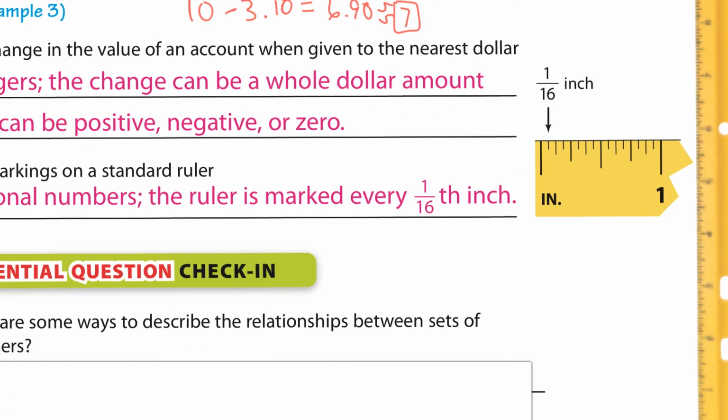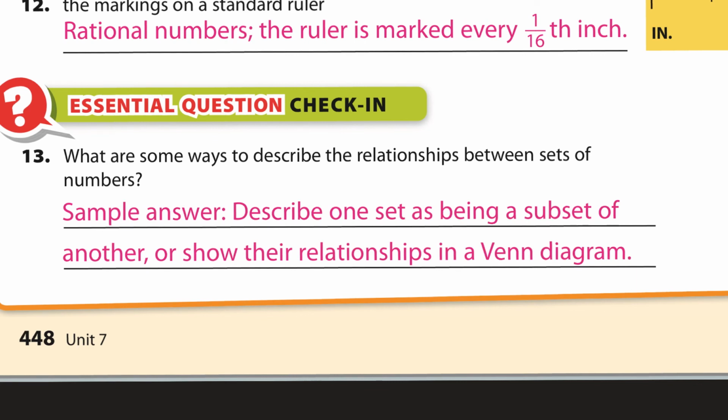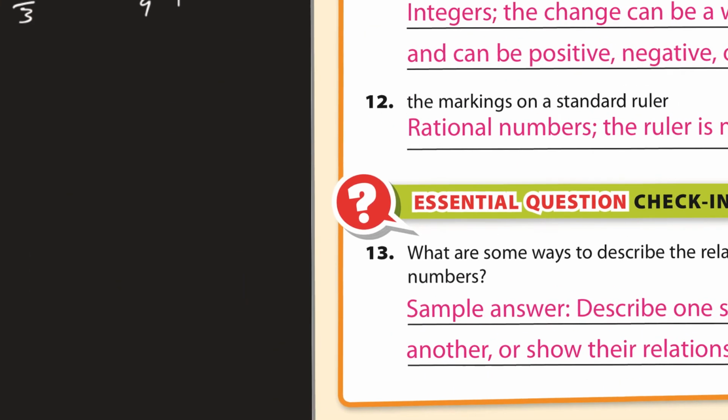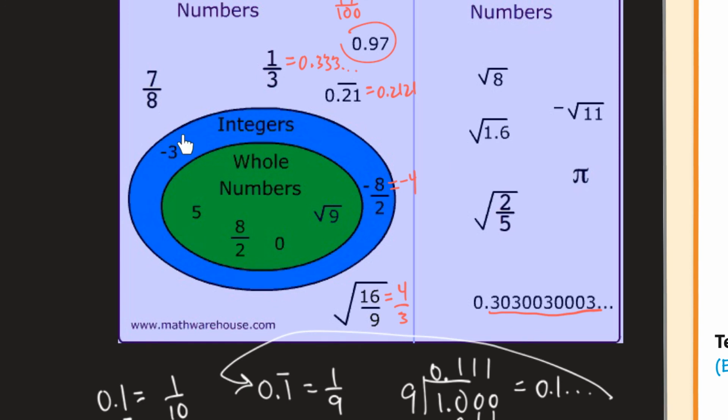Okay, and finally, what are some ways to describe the relationship between sets of numbers? And what we have is this. You can describe one set as being a subset of another or show the relationship in a Venn diagram, which would be like this here. This is our Venn diagram right here. All right, so there's the guided practice for classifying numbers, lesson 14.1. Thanks for watching.